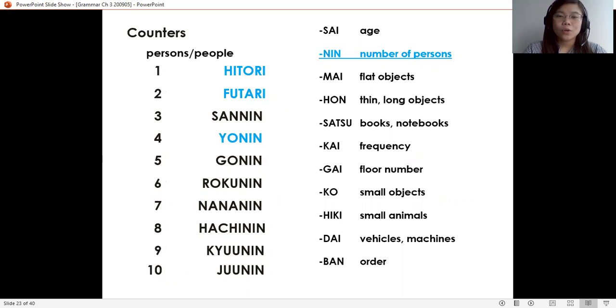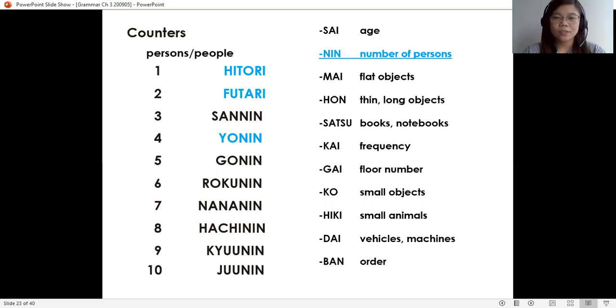Okay? So let's try to utter these. So hitori, futari, sannin, yonin, gonin, rokunin, nananin, hachinin, kyunin, and then junin. So when you want to increase the number, of course, you can just follow the rules that we've learned. So let's say you want to count 12 people. So 12 is 10 and 2. So ju, ni, nin. Okay?